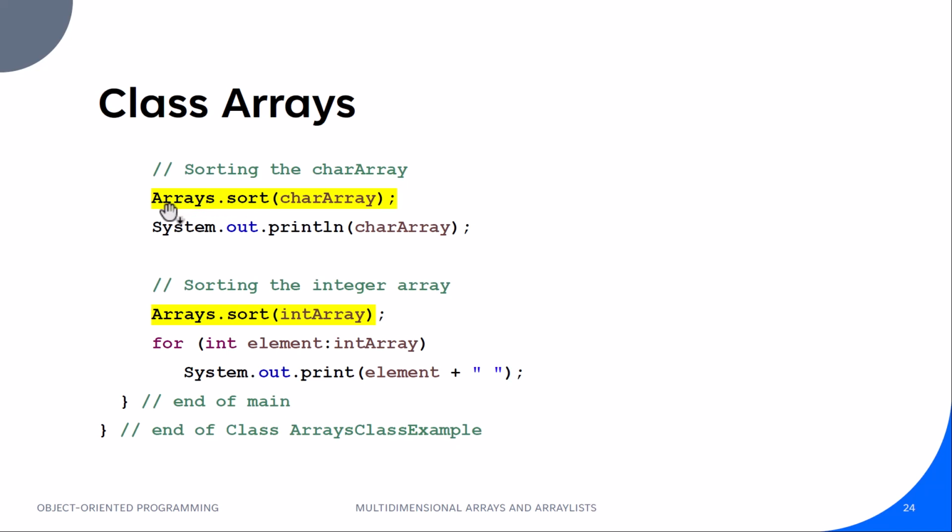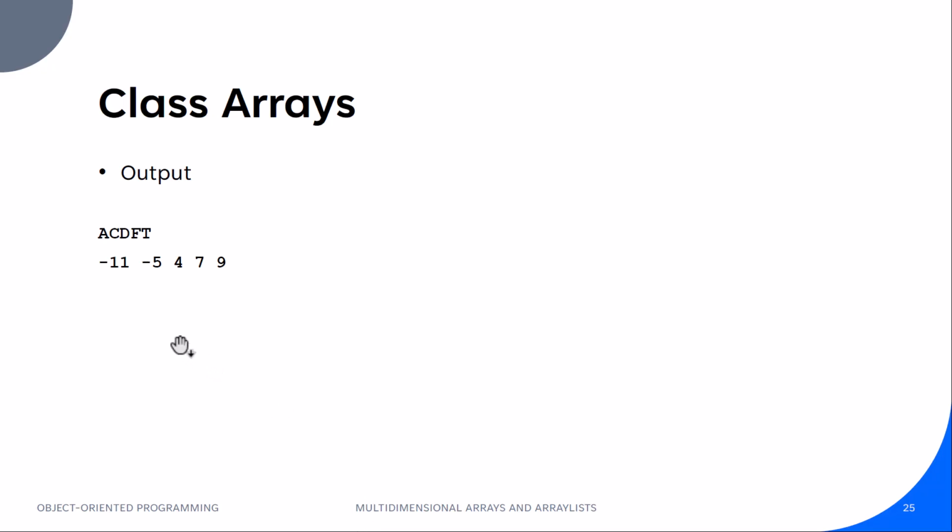We can directly use this Arrays.sort method, and then we are going to pass the character array as a parameter to the sort method, and then we are printing out the character array, and we are also sending the integer array as a parameter to the sort method, and we are going to print the values of this integer array's elements. Here is the output of the program.